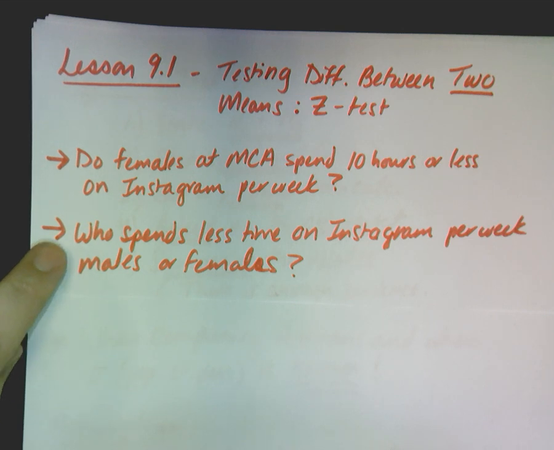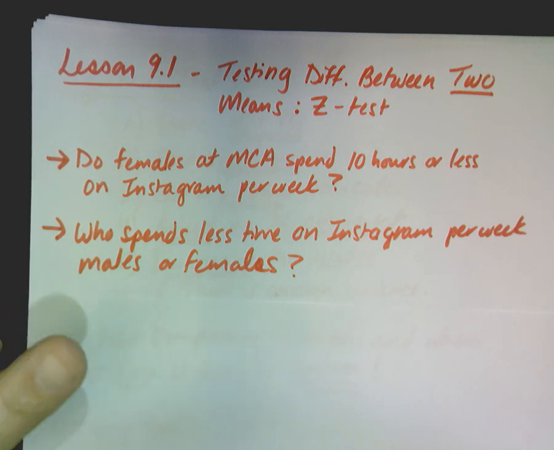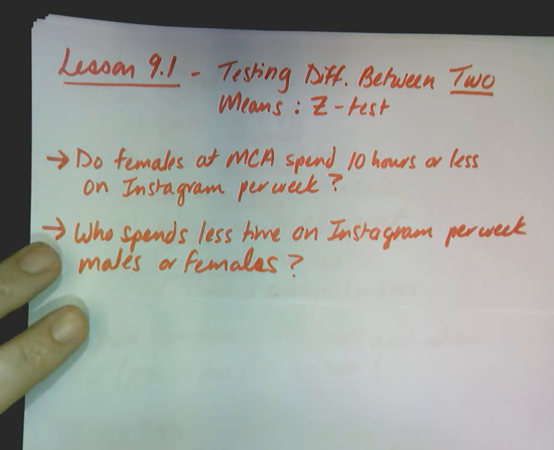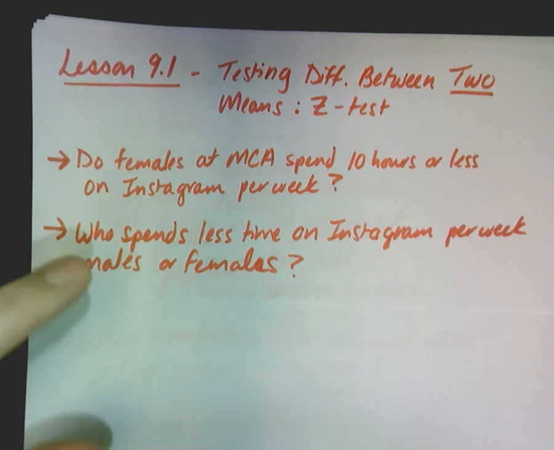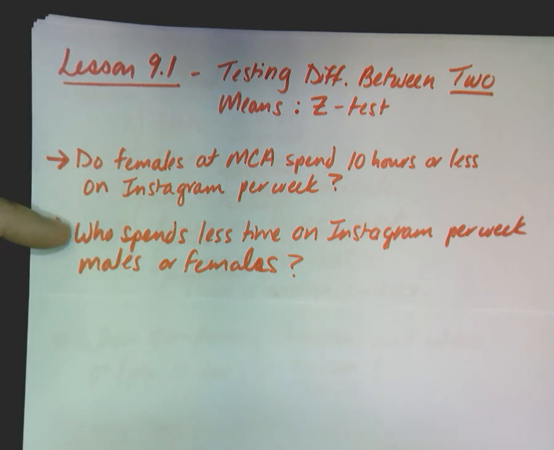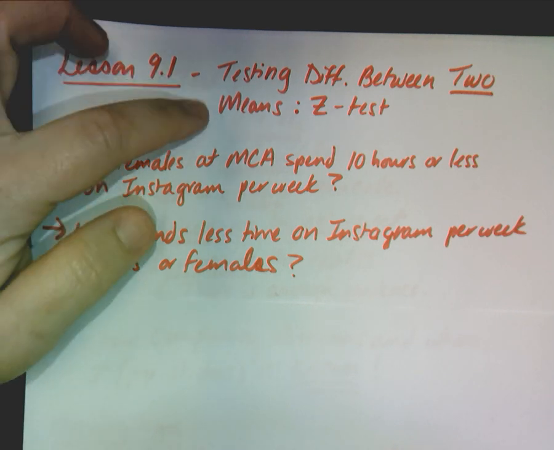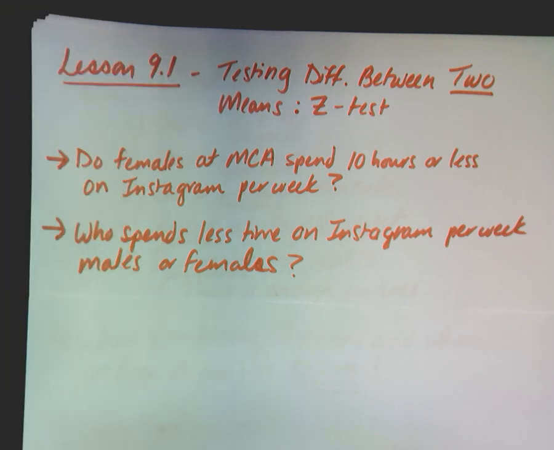The difference would be if I change that into the following sentence. Who spends less time on Instagram per week, males or females? And I did now two different means, and I compared the means. And I saw, oh, the boys are spending an average of about 8 hours, whereas the girls are spending an average of about 9 or something like that. That's the difference. So if you have questions like this, where you're comparing males to females, you are going to be doing a two mean test, okay?